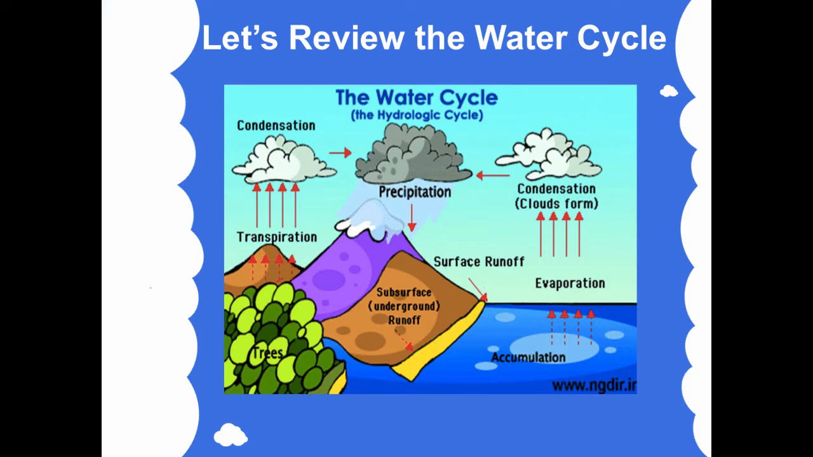Eventually, that cloud gets so heavy that it's going to precipitate with snow, sleet, hail, and so forth, and fall back down to the ground. And we get that runoff either on the surface or even underground. And eventually, it's going to go into a large collection of water like the ocean or a large lake, and we call that accumulation. And it keeps going over and over again, renewing our water.